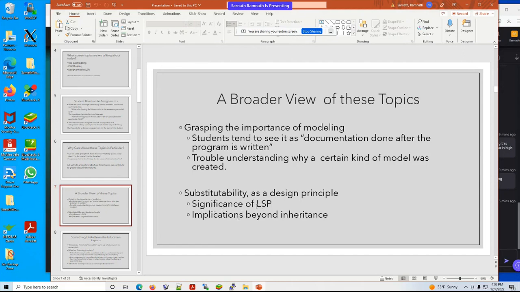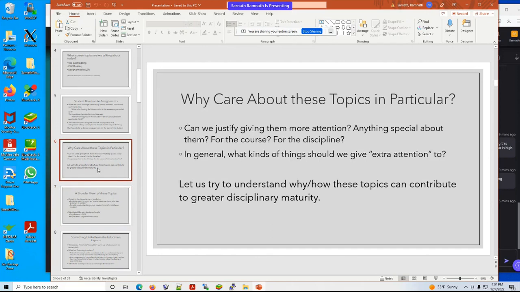Of course, we all know that LSP is about behavioral subtyping, and substitutability is not a well-defined term as such, though there are different notions of it. But overall, what we want to talk about is substitutability as a design principle, and we'll see that it also connects to broader issues in the discipline, and that's why we care about these topics in particular.